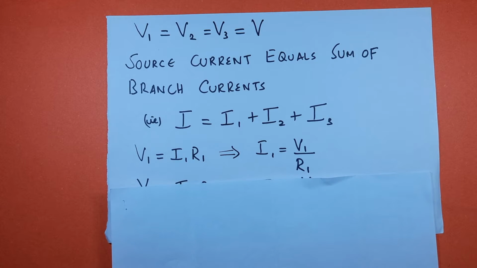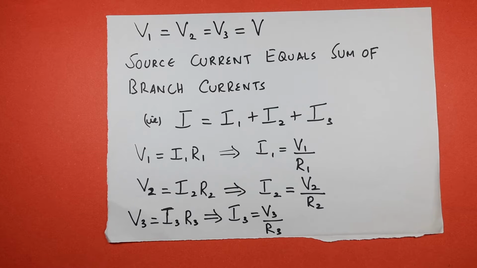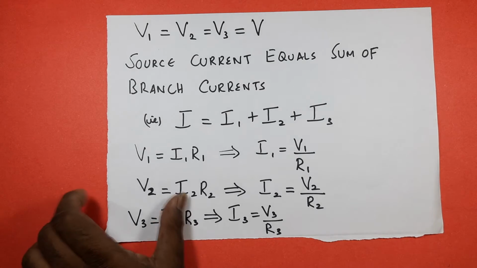Right? So we know V1 is nothing but I1 into R1, so from this I1 is nothing but V1 by R1. Similarly, V2 equal to I2 into R2, so I2 is nothing but V2 divided by R2. Next, V3 equal to I3 into R3, so I3 is nothing but V3 by R3. So we can proceed like this.